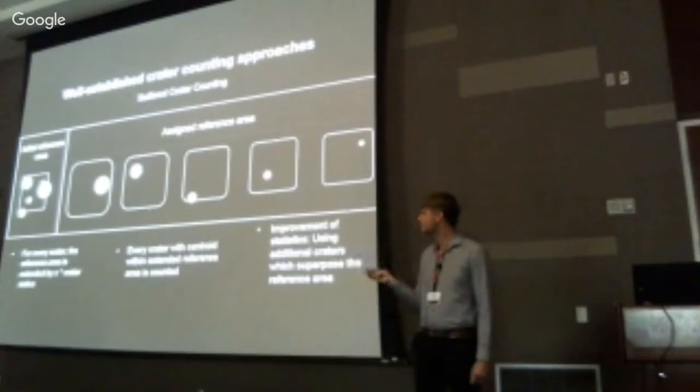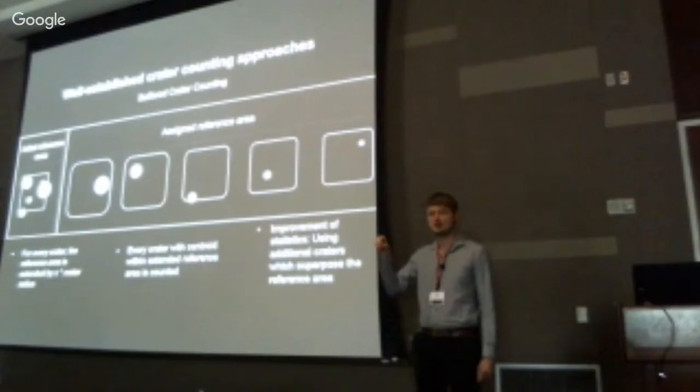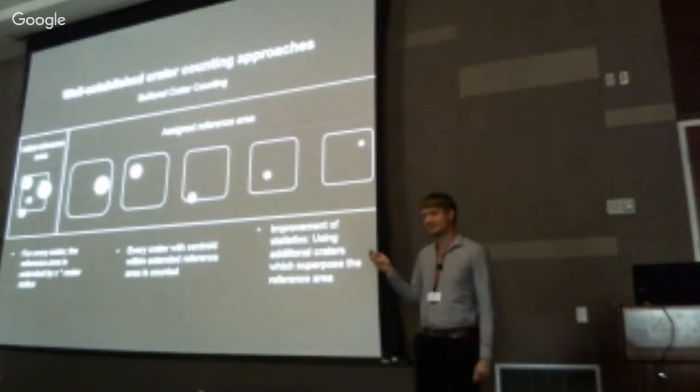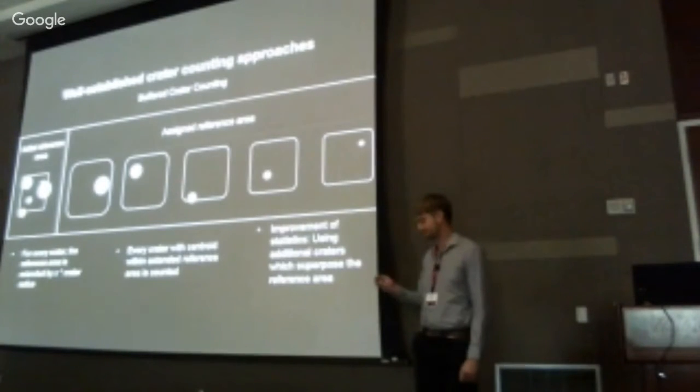Okay, to improve statistics, it is possible to apply a buffer to the reference area for each of the craters. And every crater which has its centroid inside the buffered reference area is considered for dating. In this case, crater C would be included in the dating procedure. The crater rim intersects the initial reference area, but the centroid is located outside of it.